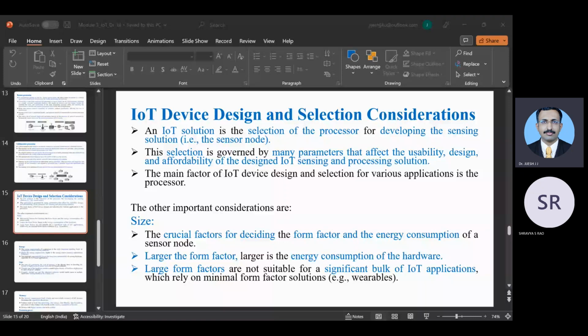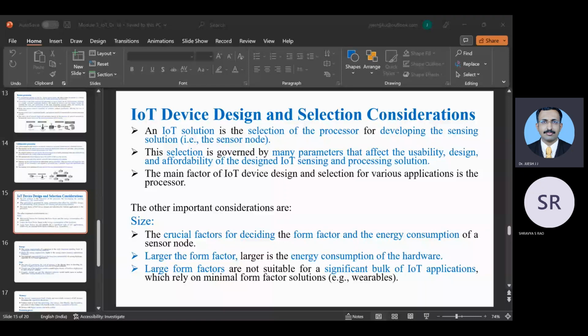Then what you need to see? You need to see the energy. You will see the cost. You will see the memory capacity. You will see the processing power. You will see then further the IO rating. Then you will also see the add-ons. So all these things, if you see, you can say that you can design an IoT node.